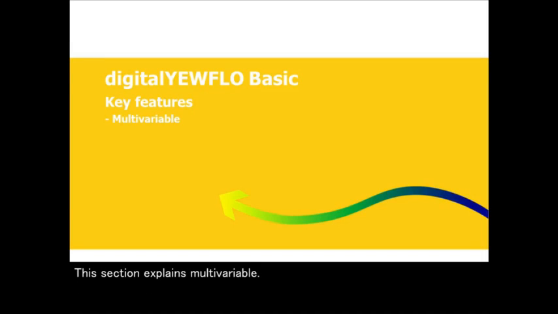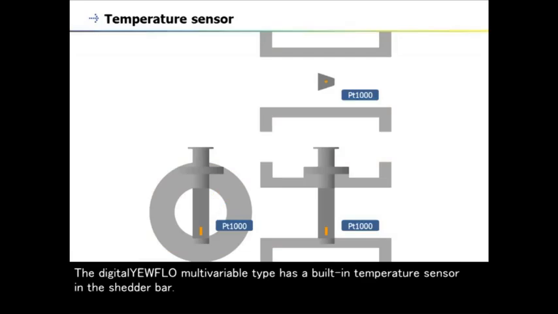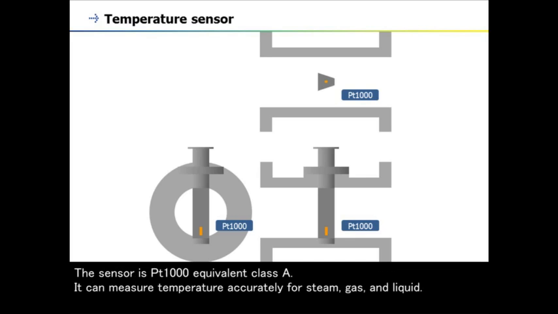This section explains multivariable. The digital UFlow multivariable type has a built-in temperature sensor in the shutter bar. The sensor is PT1000 equivalent Class A. It can measure temperature accurately for steam, gas, and liquid.